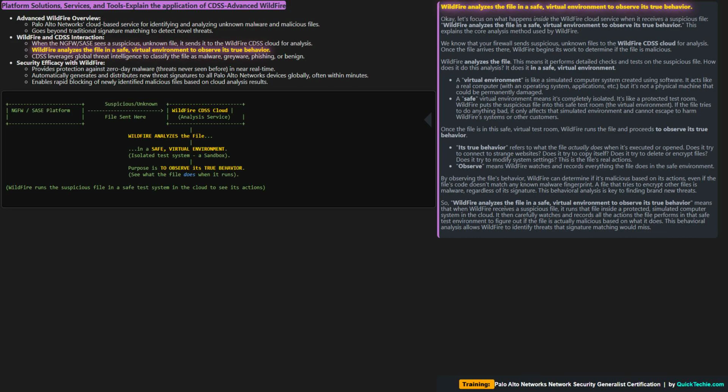Its true behavior refers to what the file actually does when it's executed or opened. Does it try to connect to strange websites? Does it try to copy itself?